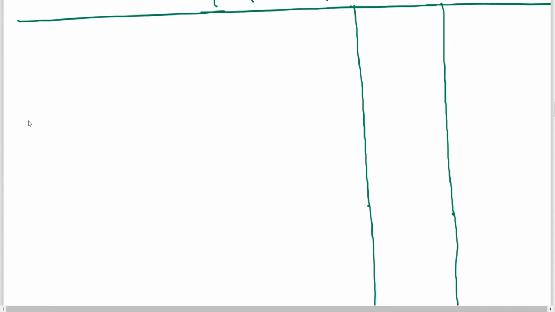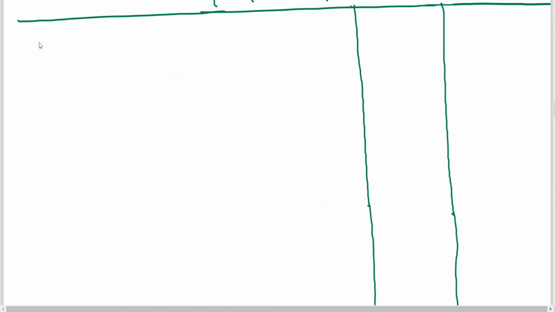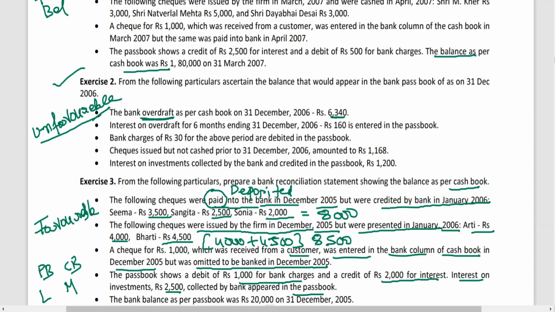Okay. So let me write here. Bank overdraft as per cash book, 2003, 6,340. Clear to all of you? Now, with this we need to find out the balance as per passbook.